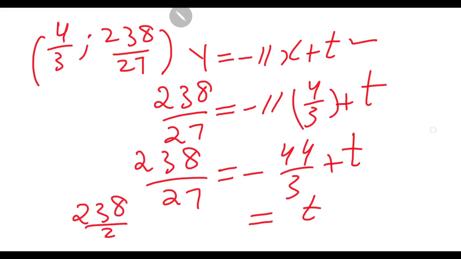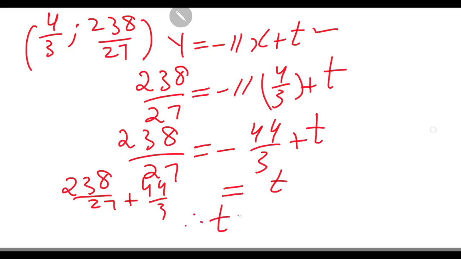So there's going to be t equal to 238 over 27 plus 44 over 3. I use the calculator. Therefore t is equal to, I use the calculator, 23.48. This is my t value.